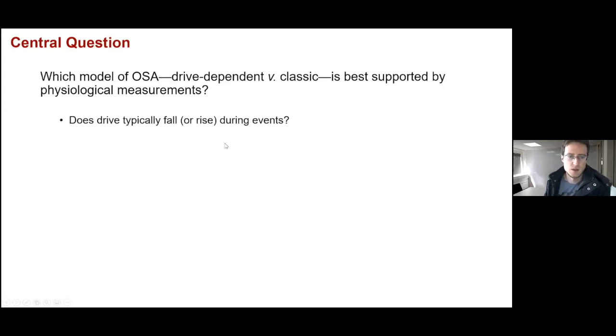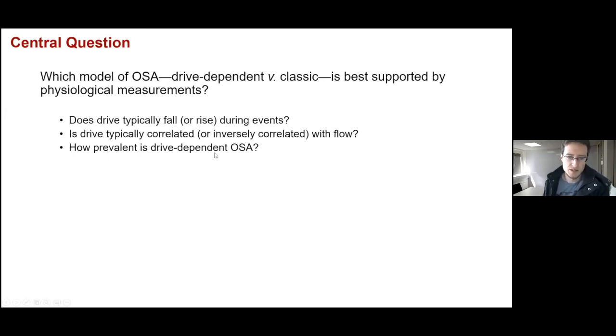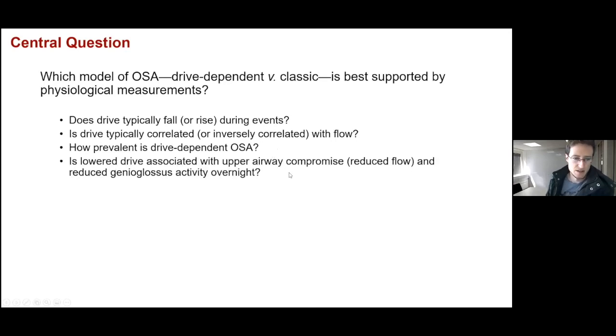And so we had a set of questions. Does drive typically fall during events, or does it rise? Conventional wisdom, we expected that drive would typically rise during events. Is drive typically correlated or inversely correlated with flow? Related question, answered a little differently. We expected that we would see that drive would go up while flow would go down most of the time, and in a small subset, maybe we'd see some tight correlations. How prevalent is drive-dependent OSA? And that is defined by those who have a tightly correlated flow and drive during their events. We thought this would be the minority of patients.